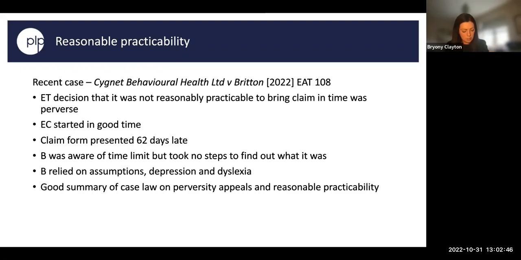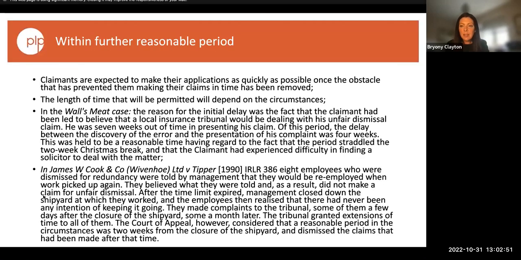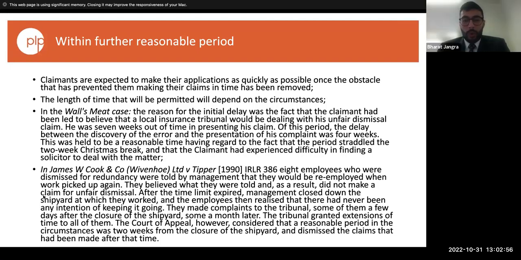So that's reasonable practicability, and Barrett's now going to deal with the further reasonable period, the second part of the test. Once a claimant knows about a claim that they could bring, they are expected to make their application as quickly as possible once the matter that prevents them making their claim has been removed, and the length of time will be dependent on the circumstances.